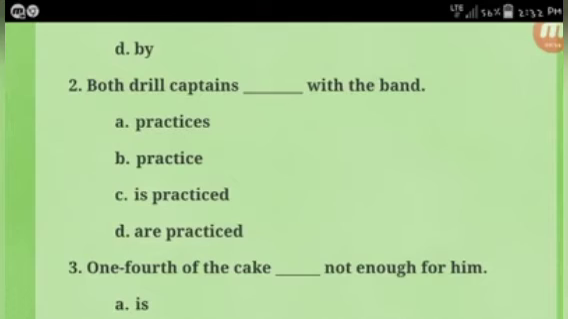Number two, both drill captains blank with the band. Here, both is a plural subject, so it calls for a plural verb, and the plural verb here has no S, and that's practice.